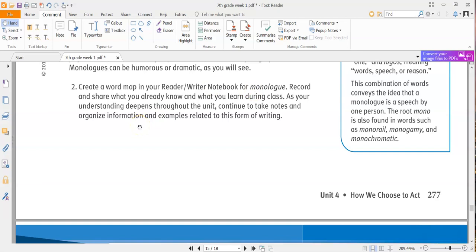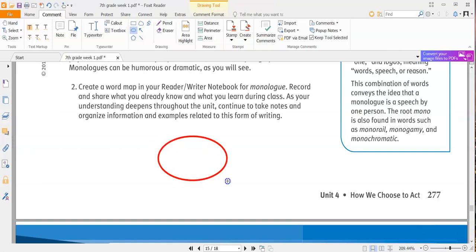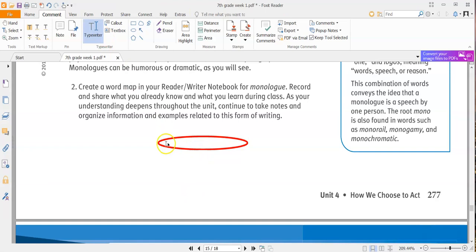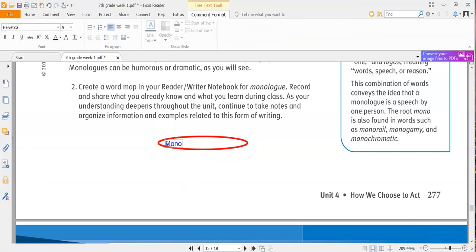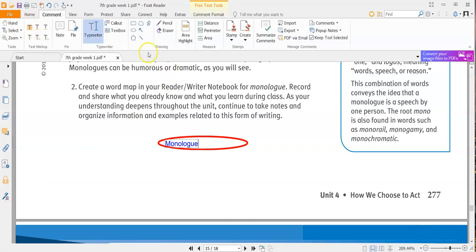As your understanding deepens throughout the unit, continue to take notes and organize information and examples related to this form of writing. So what we're going to do is we're going to create our word map right here about monologue. You can just go back to comment, you can add lines, develop your word map right here, all right? Just add whatever you already know, what your thoughts are about a monologue.